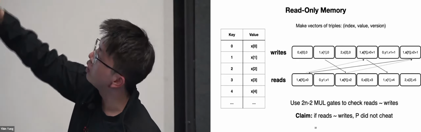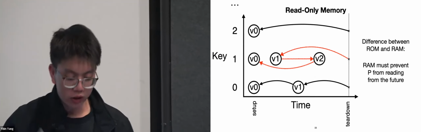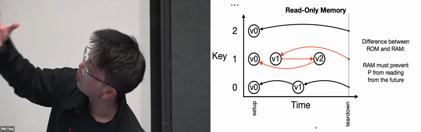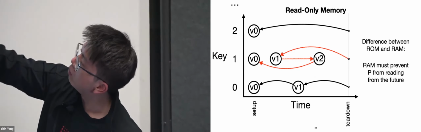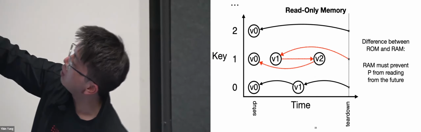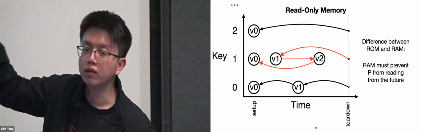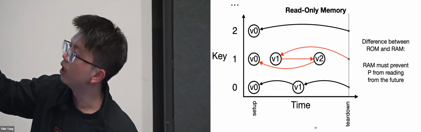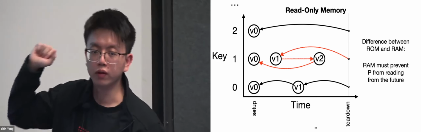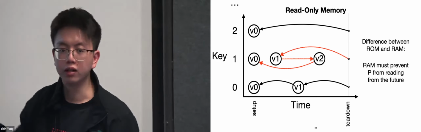Because even though you read from the future, as this is a read-only memory, all you need to achieve is that every single read, the prover gives the correct value x1. Even though you read from the future, it's still x1. So you can imagine that you have this picture: even though you read this V1 from where you tear down, if the permutation holds, the value the prover claims is stored in V0 at index 1 is all the same, even though you read from the future. So it doesn't break any security.